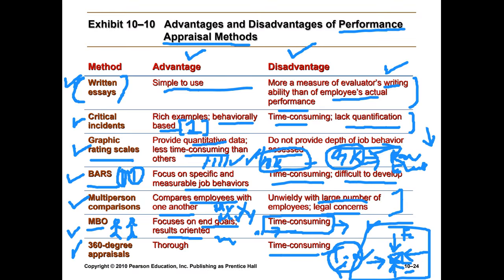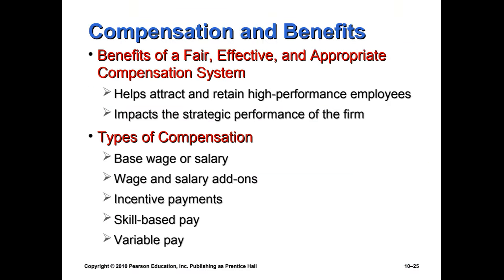Now let's see compensation and benefits. What are the different compensation options the companies can have? Compensation means giving rewards. We are talking about the reward system. Okay, so, the benefits of a fair, effective, and appropriate compensation system.